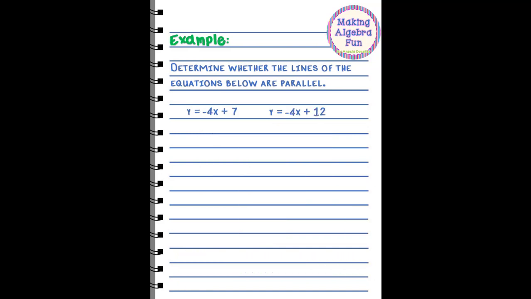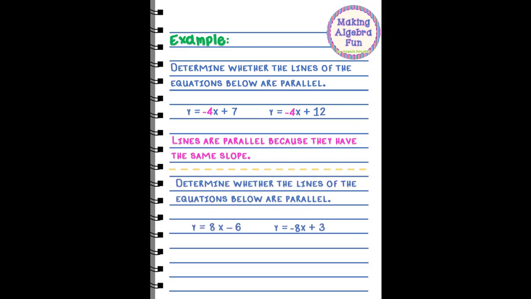Now, let's do this without a graph. If you take a look at these slopes, both equations are in slope-intercept form. You can tell both slopes are -4, and that's enough to say that the lines are going to be parallel. Here's another example. Now, if you take a look at these slopes, they are not exactly the same. One of them is negative, so these are not parallel lines. They have to be exactly the same slope.